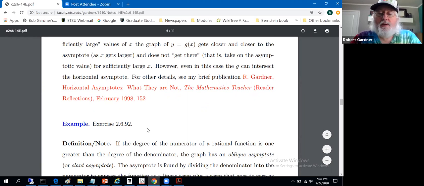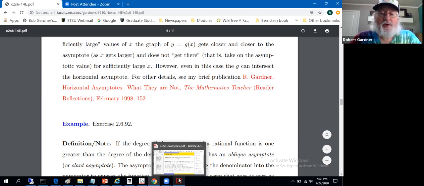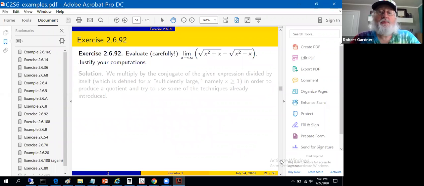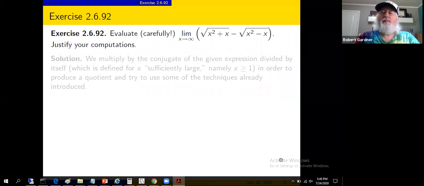Let's look at one last example, and then we'll stop this video and start a new one to finish up the section. But let's look at 2.6, number 92. Okay, this is a little more involved than you might think by looking at it. It says evaluate carefully, so I'm editorializing there. The limit as x approaches infinity of the square root of x squared plus x, minus the square root of x squared minus x. Justify your computations.